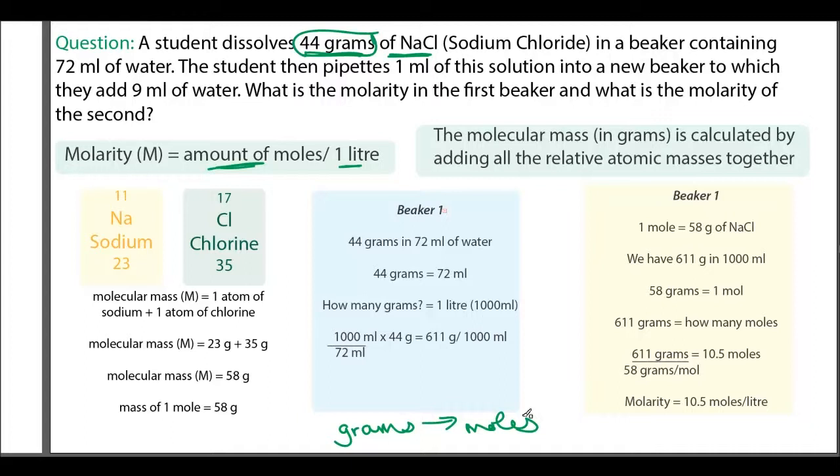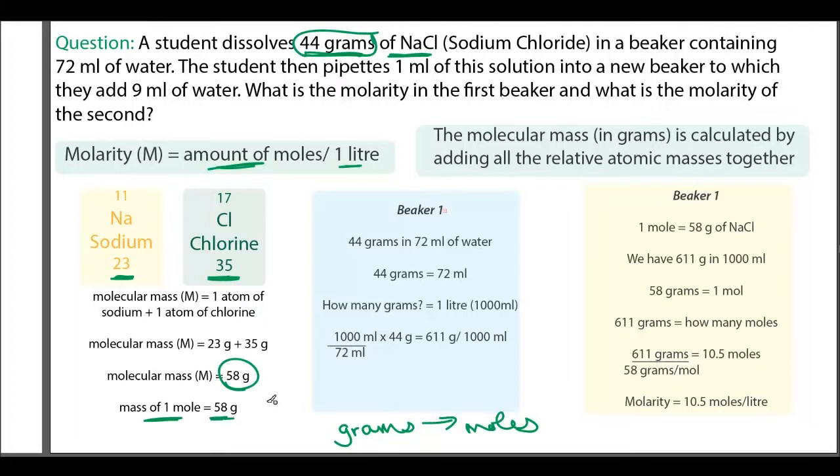Well, we look up in the periodic table the relative atomic mass for sodium and the relative atomic mass for chlorine. In sodium chloride we've got 1 atom of sodium and 1 atom of chlorine. So the molecular mass of sodium chloride is 23 grams, you get the 23 from here, and the 35 grams of chlorine from here. That gives you a total of 58 grams. We say the molecular mass equals 58 grams. We also say that the mass of 1 mole of sodium chloride is 58 grams.